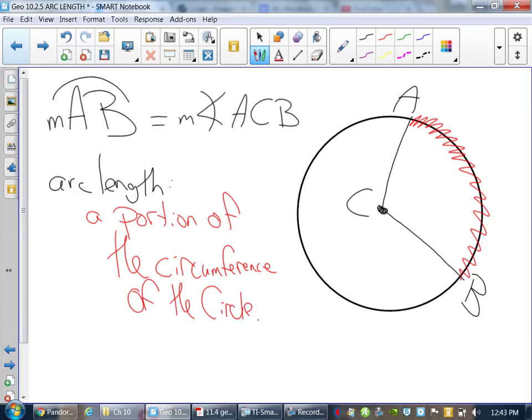So the difference here is that we have this thing called arc length. Arc length is going to have some funky formula to it. And what happens a lot of times is that it's going to be written differently. It'll be written out differently.